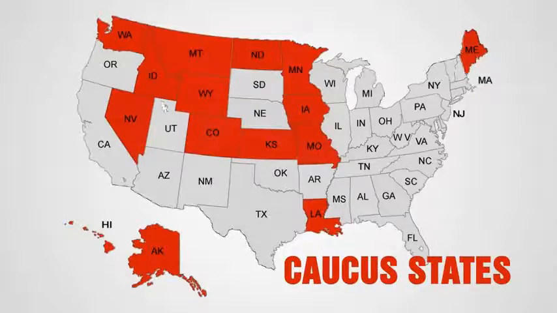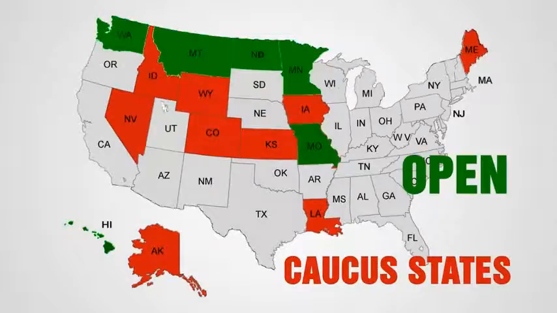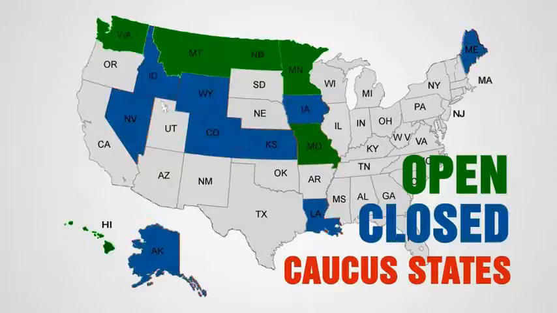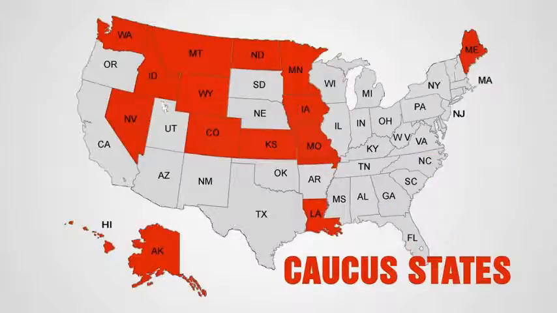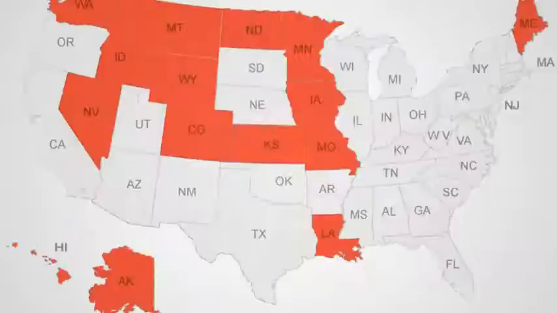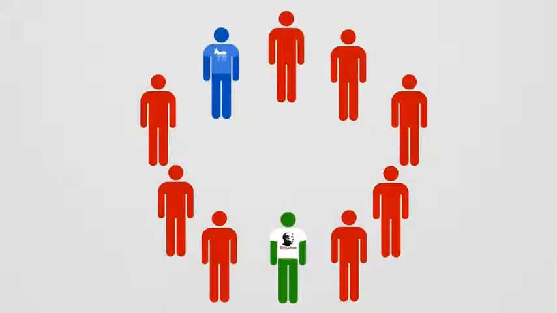Just as if you live in a primary state, you must determine if the caucuses are open or closed. If closed, you must register Republican in time to be allowed to vote in the caucus. Think of a caucus as a tournament for delegates. Your county is divided up into various precincts. Each one holds a caucus.